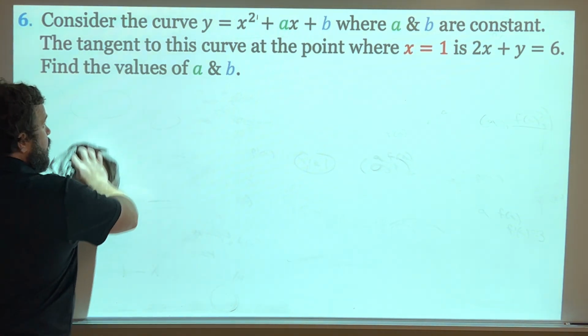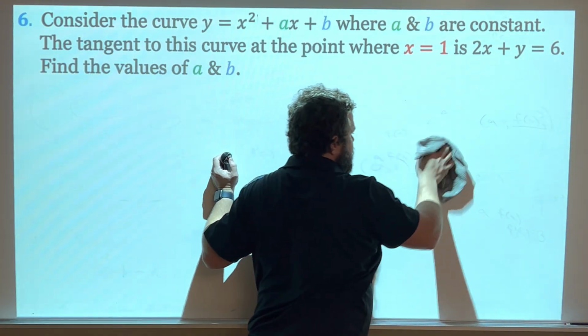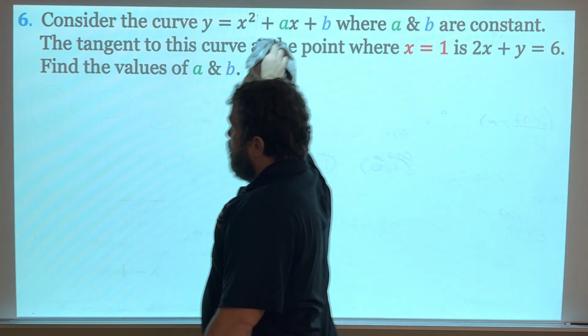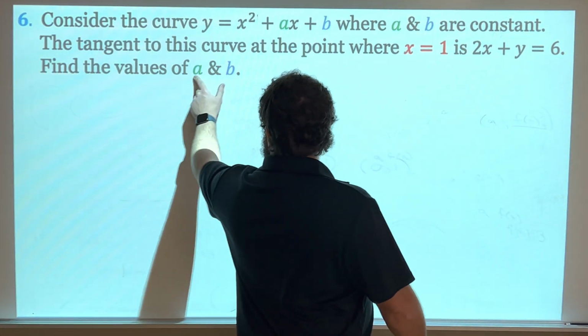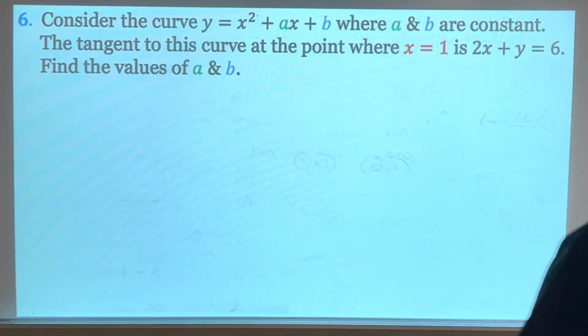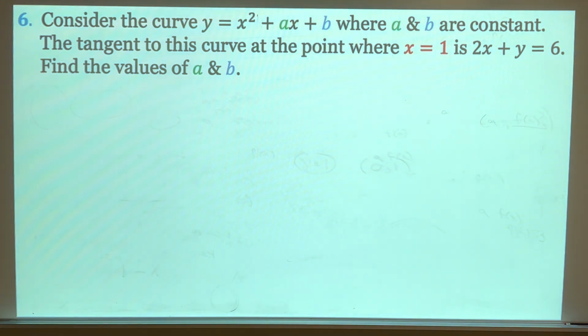Consider the curve. Another problem that you probably won't test on, but it's good to know. x squared plus a times x plus b, where a and b are constants. Find the tangent to this curve at a point where x equals 1 and where 2x plus y equals 6. And then I want you guys to find the values of a and b. So you're going to start with that.